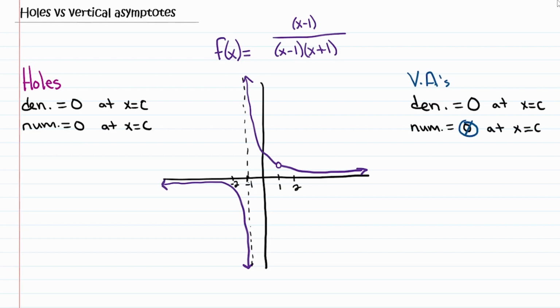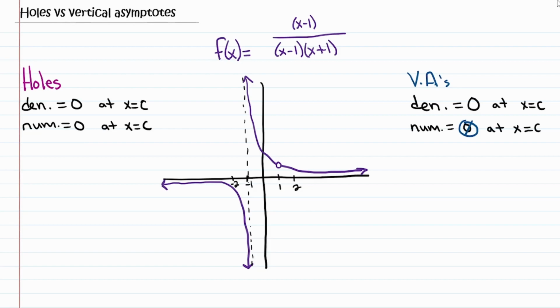So for our example here, pause the video and try to identify where the hole is using f of x equals (x minus 1) over (x minus 1) times (x plus 1), and where the vertical asymptote is. Now let's do it together.